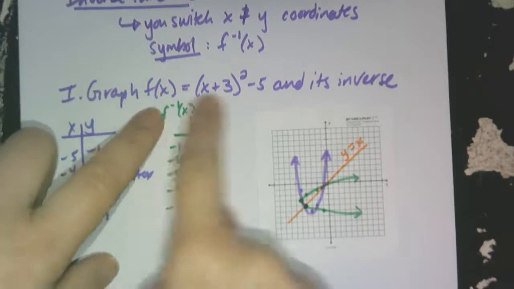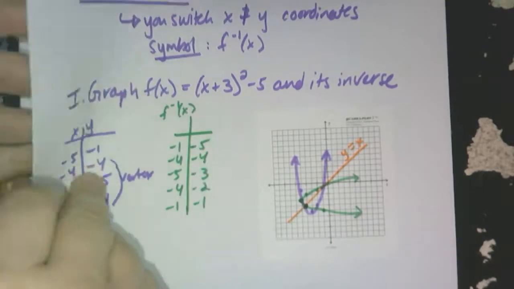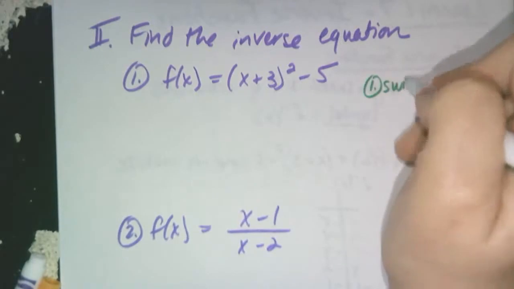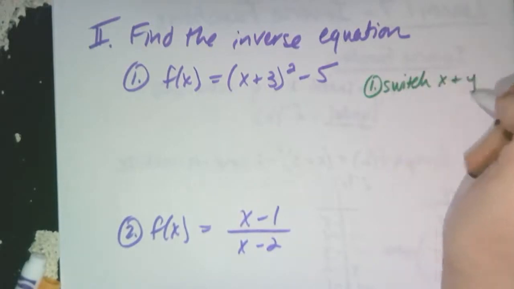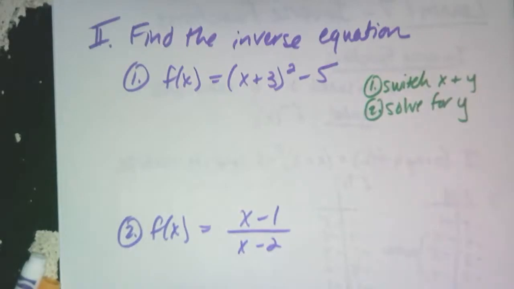Let's actually find this equation though, because how do you actually find the inverse equation? Some of them you can, and some of them are difficult to find. We're going to do that for our second part here. It's very easy, similar to what you were just doing. You switch the x and the y, and then you solve for y. So switch x and y, solve for y.